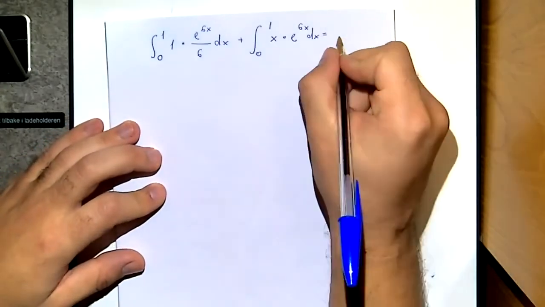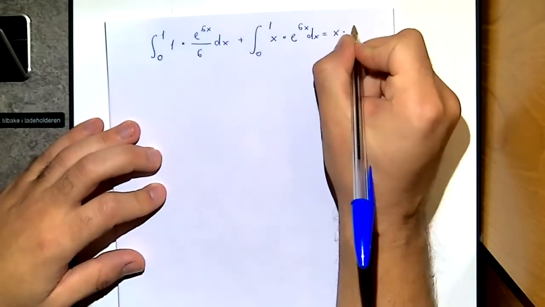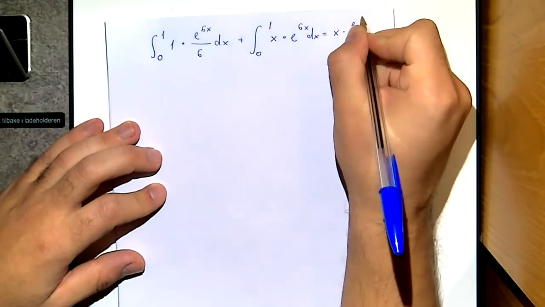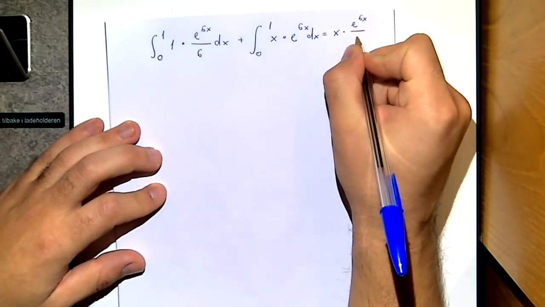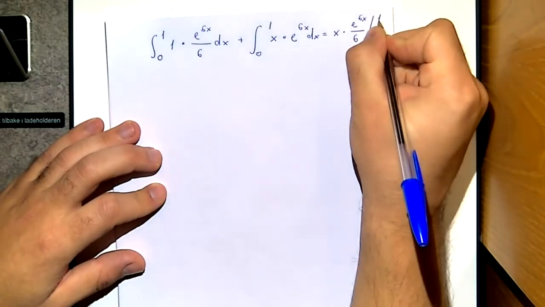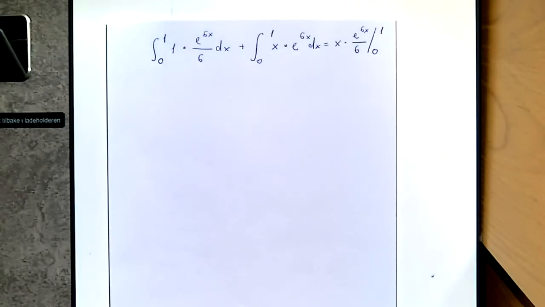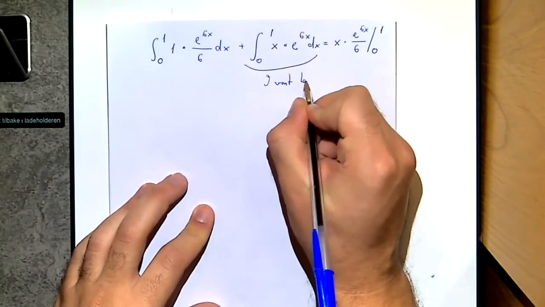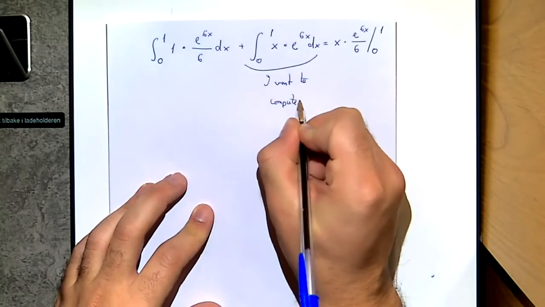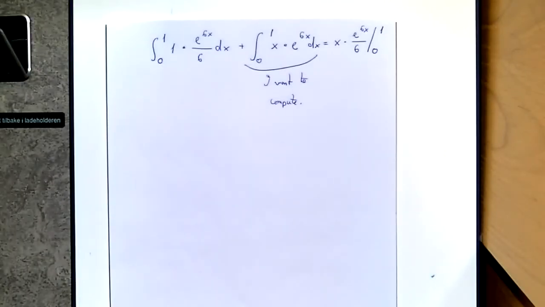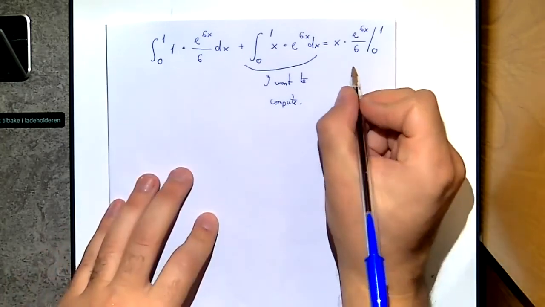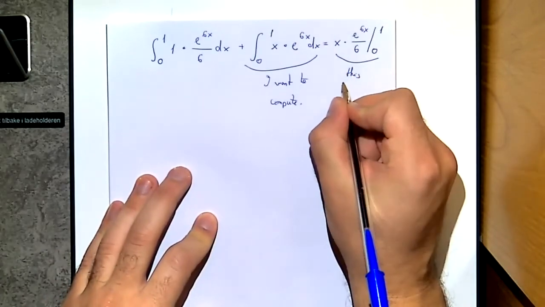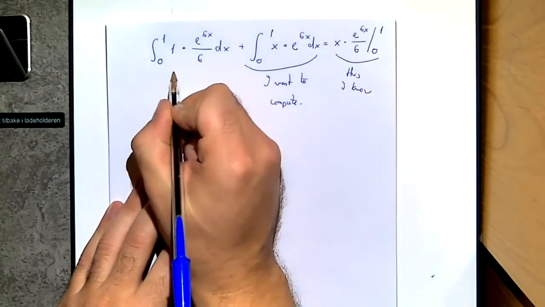And this is just equal to x multiplied by e^(6x)/6 from 0 to 1. Now, this is the thing I want to compute. This is the thing the problem told me to compute, right? I changed positions, nothing else changed. Now it's the second one instead of the first. Doesn't matter. This I know. So I have to compute this.